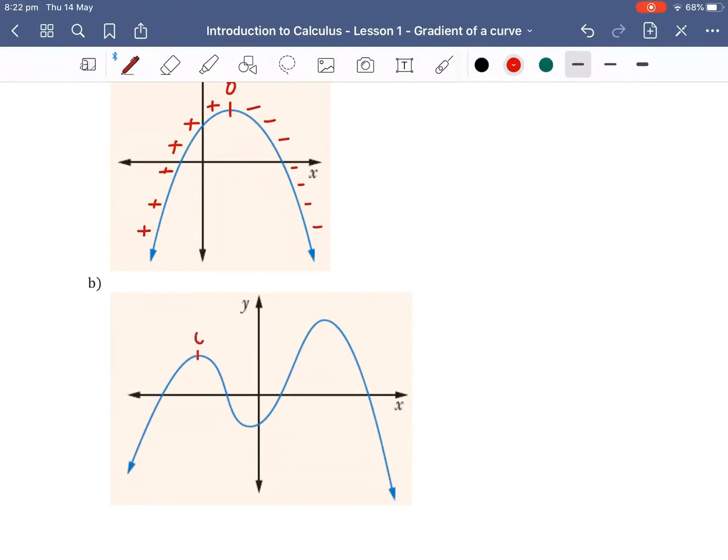So for B, we're going to draw our turning points. So we have a turning point here at 0, here at 0, and here at 0. And so we have it increasing first. Then it decreases. Then it's increasing again after that turning point. Decreases finally. Alrighty.